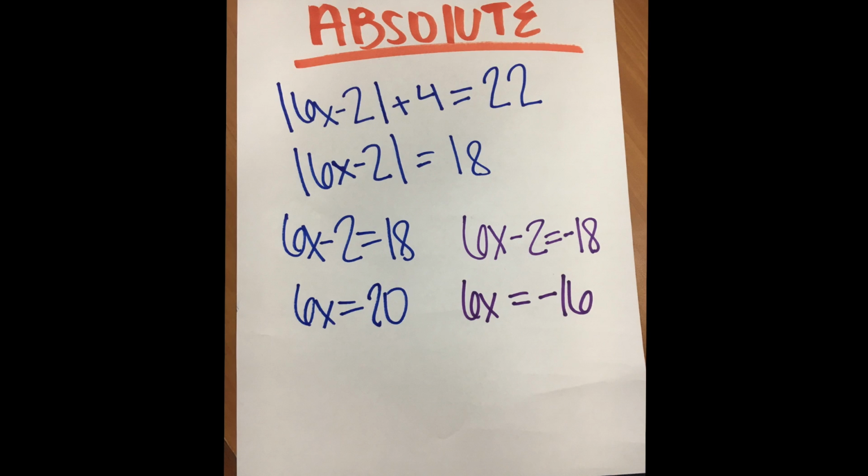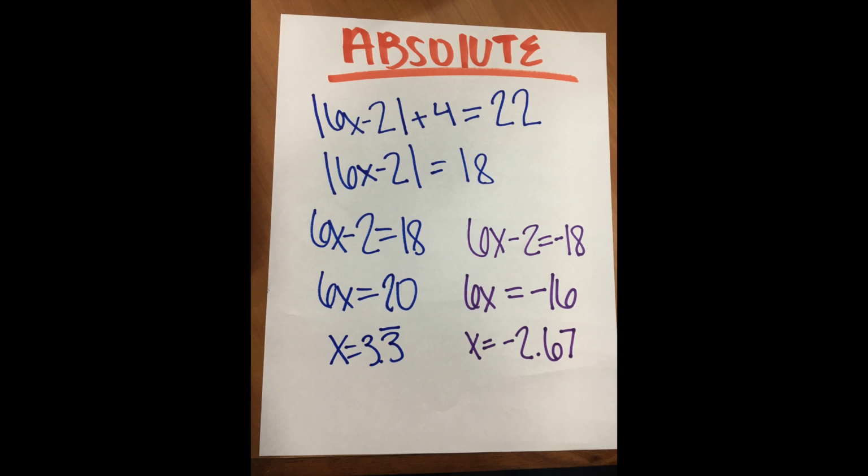For the first equation, you get 20, and for the second, you get negative 16. Then, to isolate the variable, you have to divide both sides by 6. You get x equals 3.33 repeating, or negative 2.67. To check if you're correct, you can enter both of those numbers into the equation one at a time, or you can graph it.